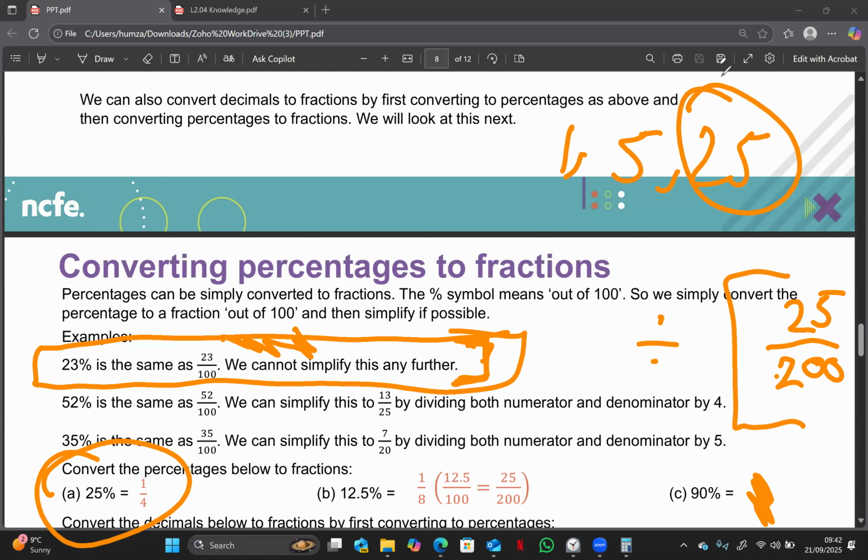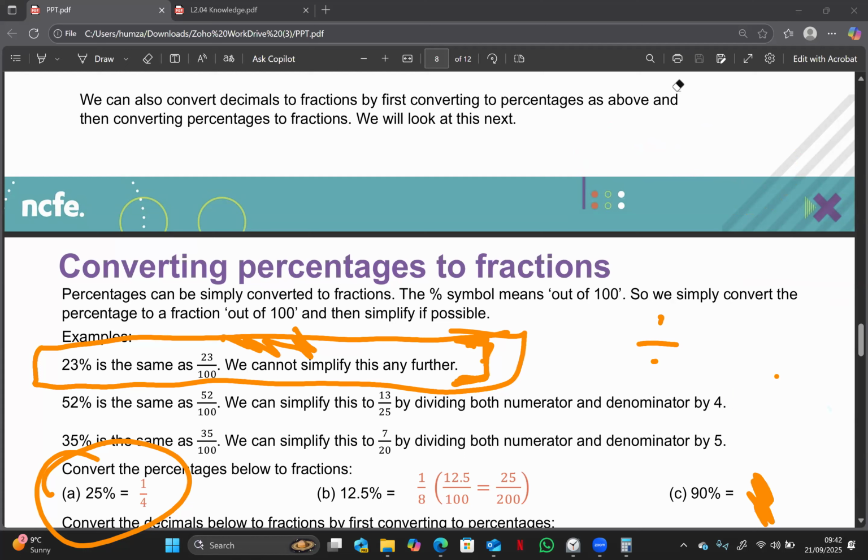So I'm going to ask you to do the next one. What's the next one? I want to see which one is the next one. It's this one. 90%. How do you convert that into a fraction?